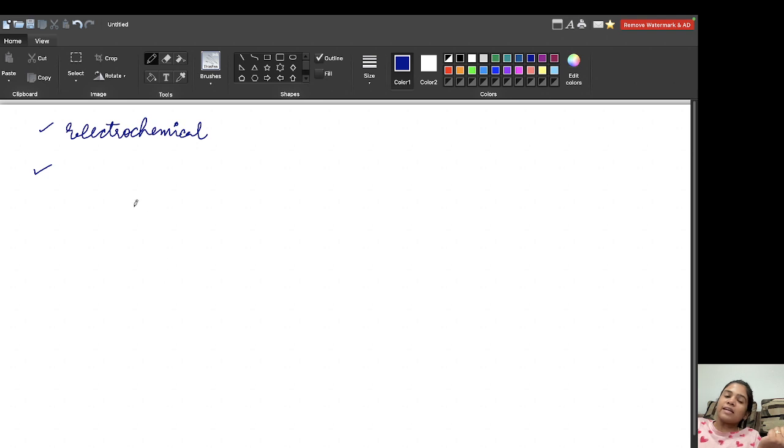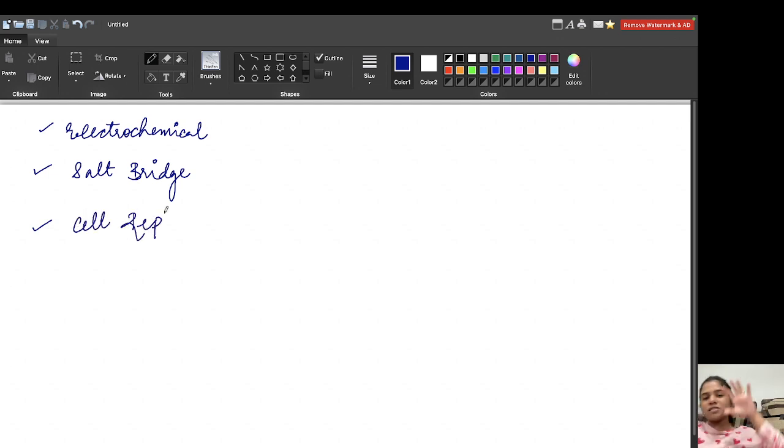Then we studied something about the salt bridge. Why is the salt bridge important? Because it maintains the electrical neutrality of the solution, there is no liquid-liquid junction potential, and it allows the flow of the electrons. The very next thing we studied was the cell representation and the cell reaction. On the left hand side you write the oxidation happening, on the right hand side you write the reduction, connected by a salt bridge, and eventually you need to balance the electrons, so you can write the cell reaction also. I hope everything is clear at this point.